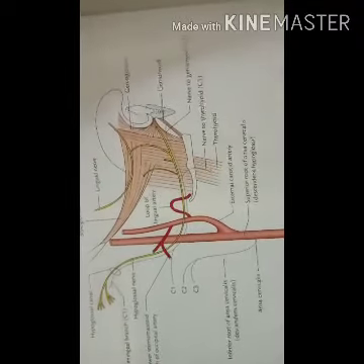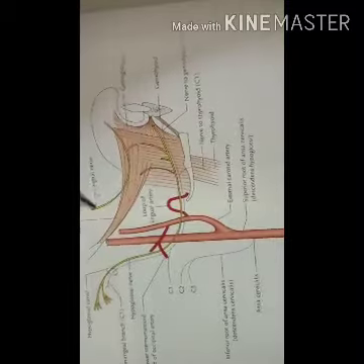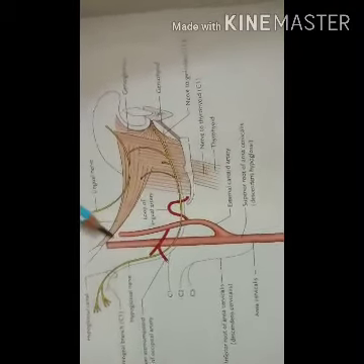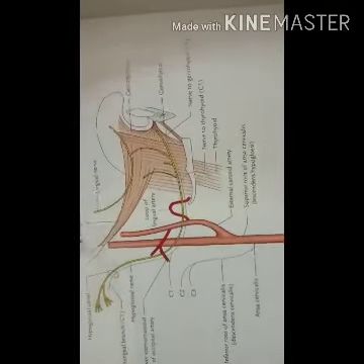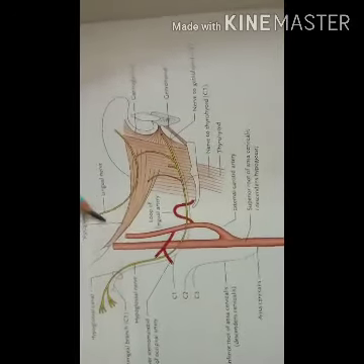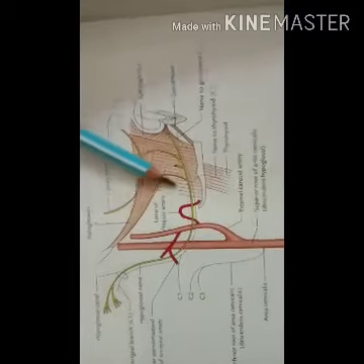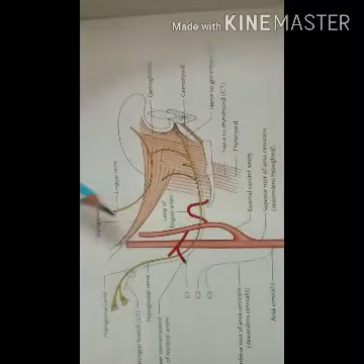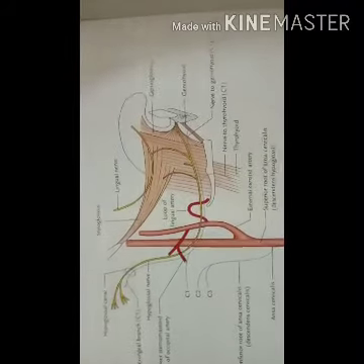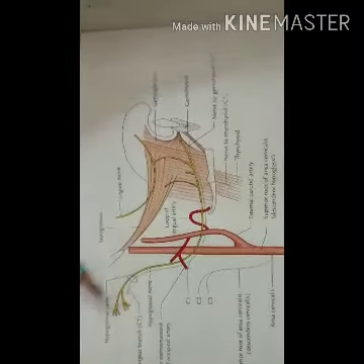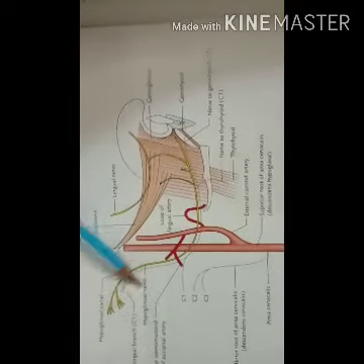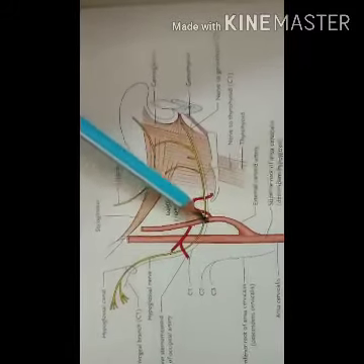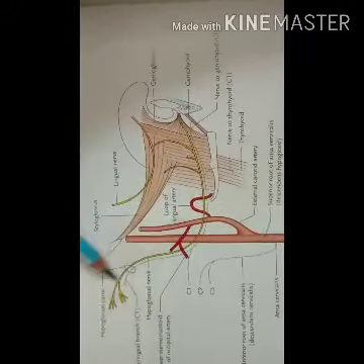Then the branches and distribution of the hypoglossal nerve. First, the branches of the hypoglossal proper nerve supply the muscles of the tongue except the palatoglossus, which is supplied by the cranial root of the accessory nerve via the pharyngeal plexus. Second, the branches of the hypoglossal nerve containing the C1 fibers. Here you can see the thin fibers.